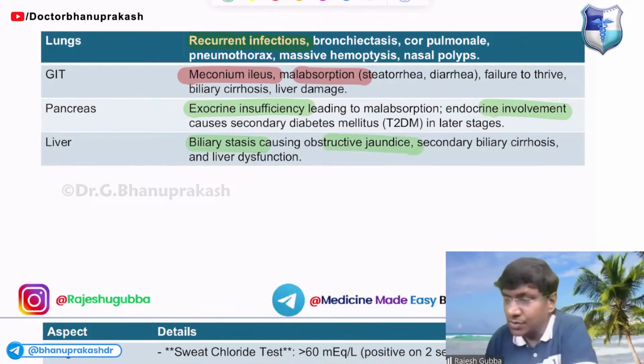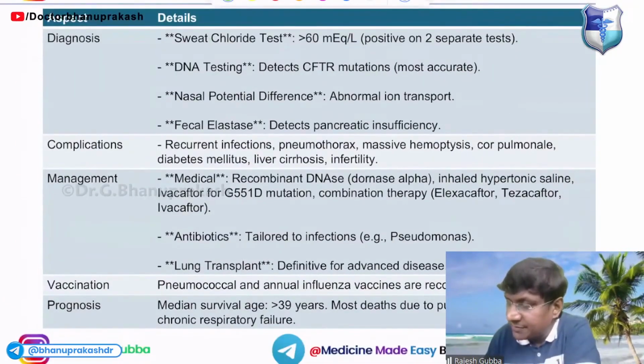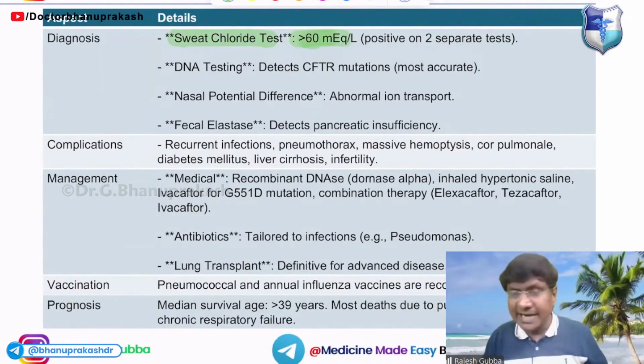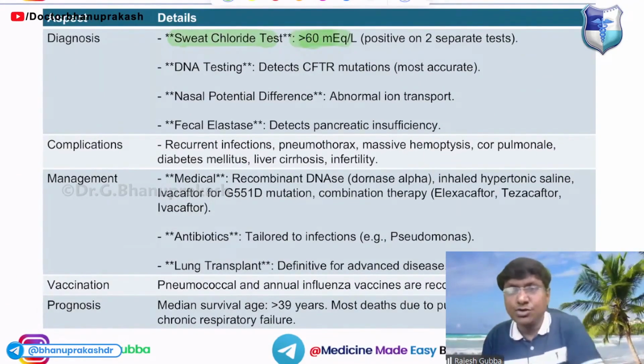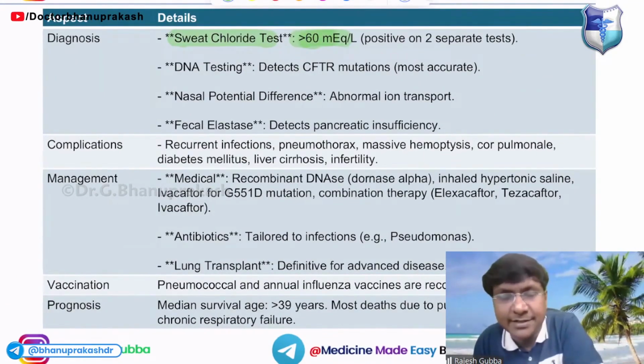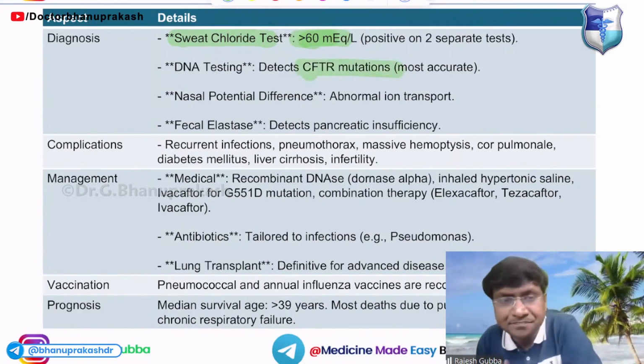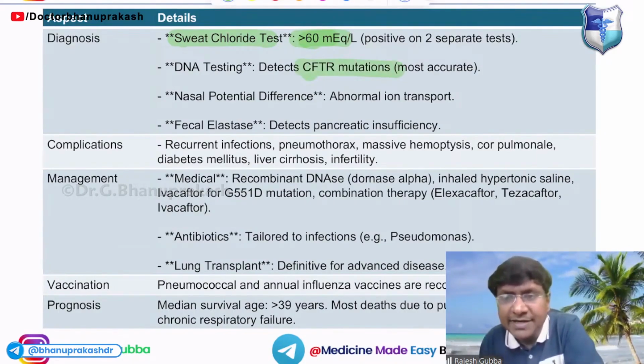Then, how will you diagnose? What is the screening test that you'll be doing in these individuals? That is the sweat chloride test. On at least 2 occasions, the value should be more than 60 milliequivalents per liter. Then how will you confirm the diagnosis? The confirmation of the diagnosis is by CFTR, right? So DNA testing will detect the CFTR mutation, okay?